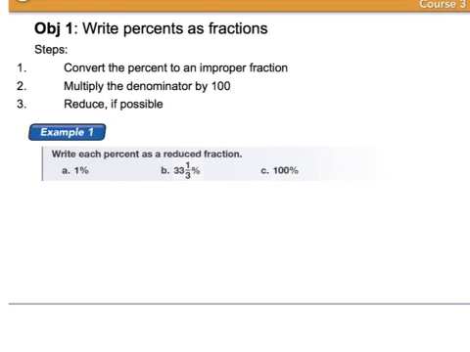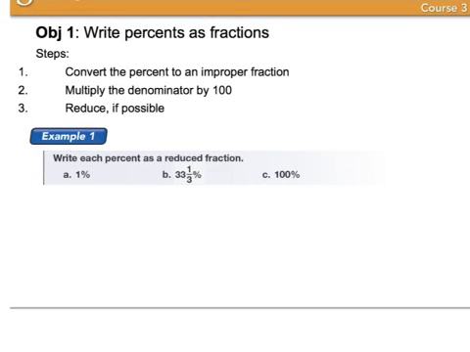Okay. So for A, write 1% as a fraction. First we convert the percent to an improper fraction. Okay, so I'm going to take the percent that I have, it's 1%, and write it so that it's an improper fraction. Well, anytime we have a whole number and we want to write it as a fraction, we take it and put it over 1. Okay, so it's 1 over 1.